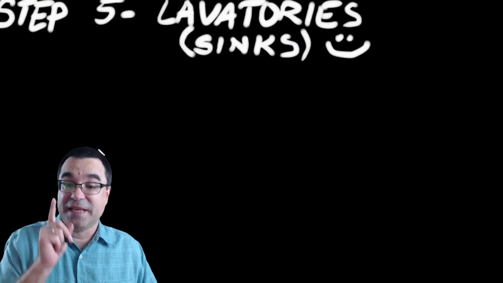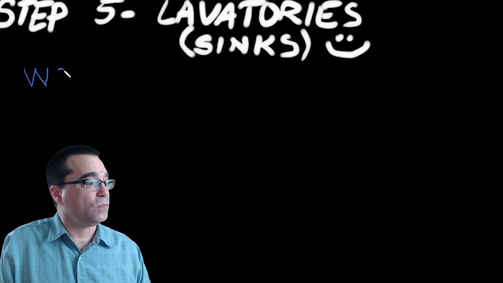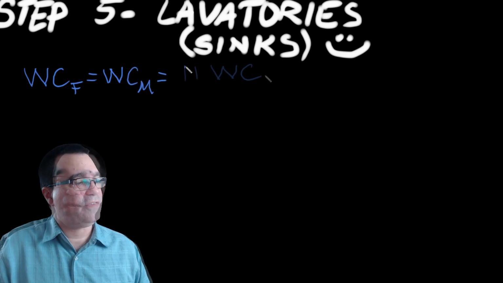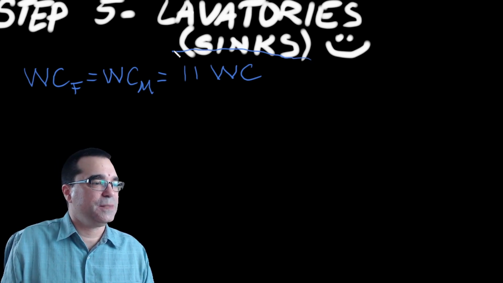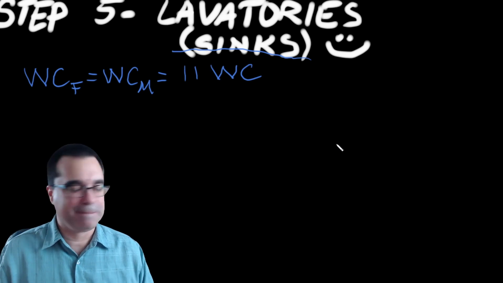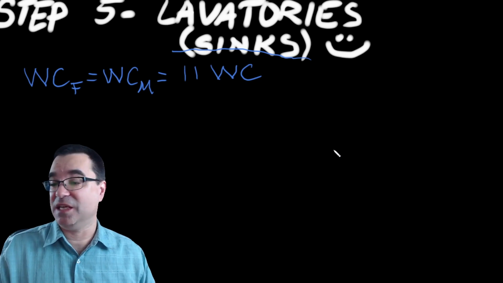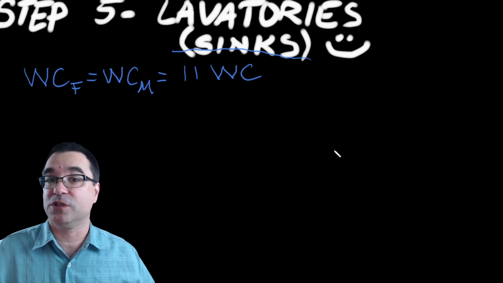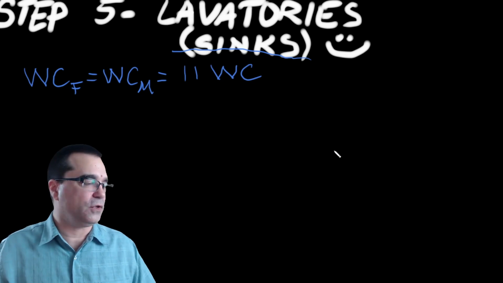All right, the next step right now is step number 5. We have the water closets, okay, for females, which is the same as the number of water closets for males, which was 11. Now, somehow we have to figure out the number of lavatories, which is the building code's name for sinks. How do we do that? Well, we first check to see if the clause or the portion of the building code or the table we have there tells us the number of lavatories, and if not, we go to a different location.